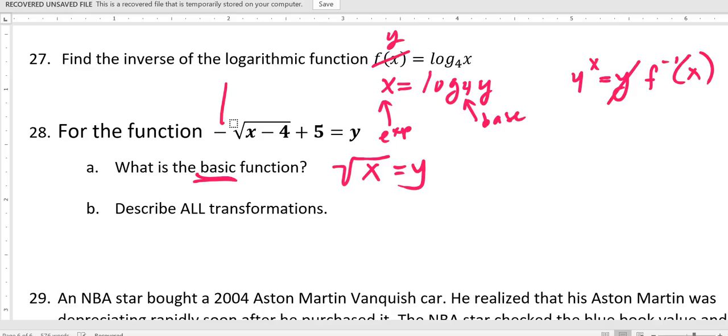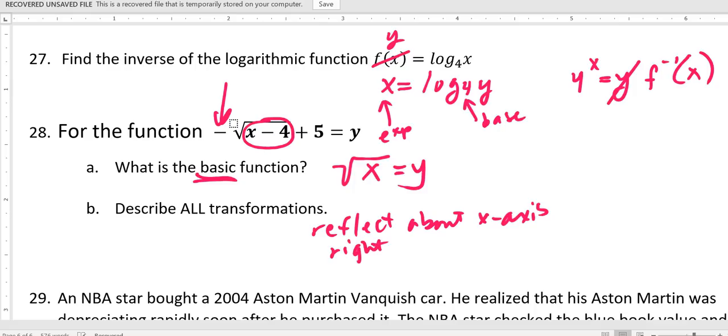Again, the transformation, when there's a minus in the front, tells us to reflect about the x-axis. When x has something with it, it says minus 4. That means we're moving right 4. And then if there's a number on the end, that tells us it's going to go up or down. So it's going to go up 5.